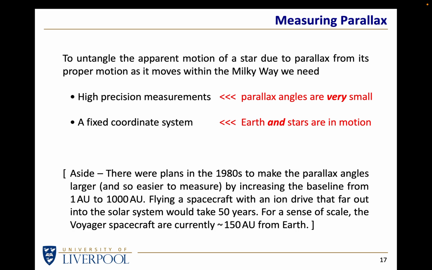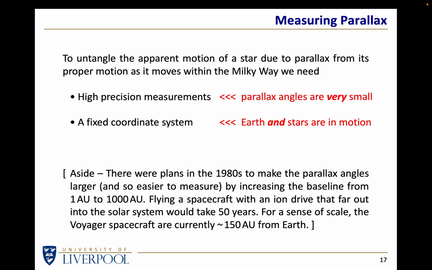As a bit of an aside, it was said in the 1980s, why don't we make this problem easier? If parallax is determined by the distance to the star and the baseline that we are changing to see the changing position of the stars, we can't make the stars any closer, but we could in principle make the baseline larger. Instead of having a baseline which is determined by the Earth's motion around the Sun, why don't we take a spacecraft and send it to the edge of the solar system, 1,000 AU away, to give us a baseline 1,000 times bigger? That makes the parallax 1,000 times bigger and 1,000 times easier to measure.